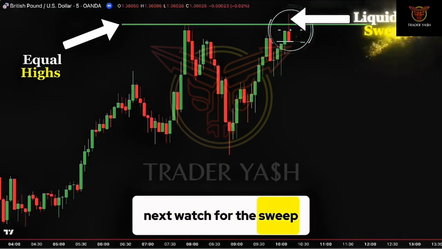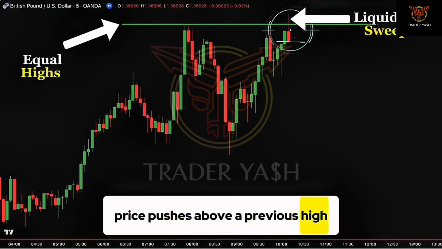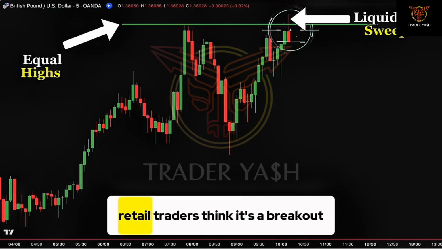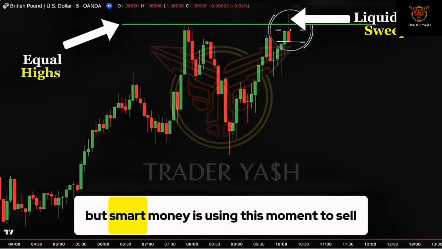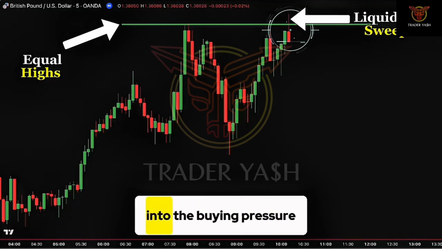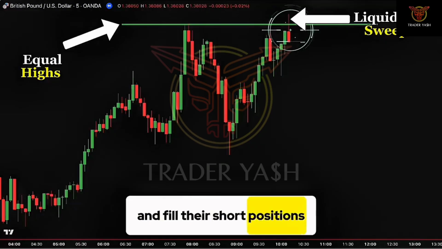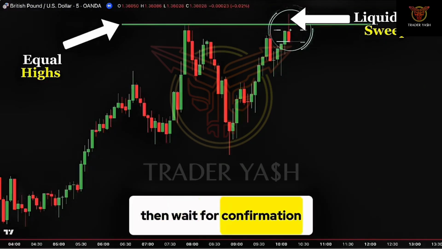Next, watch for the sweep. Price pushes above a previous high and triggers those buy orders. Retail traders think it's a breakout, but smart money is using this moment to sell into the buying pressure and fill their short positions. Then wait for confirmation.